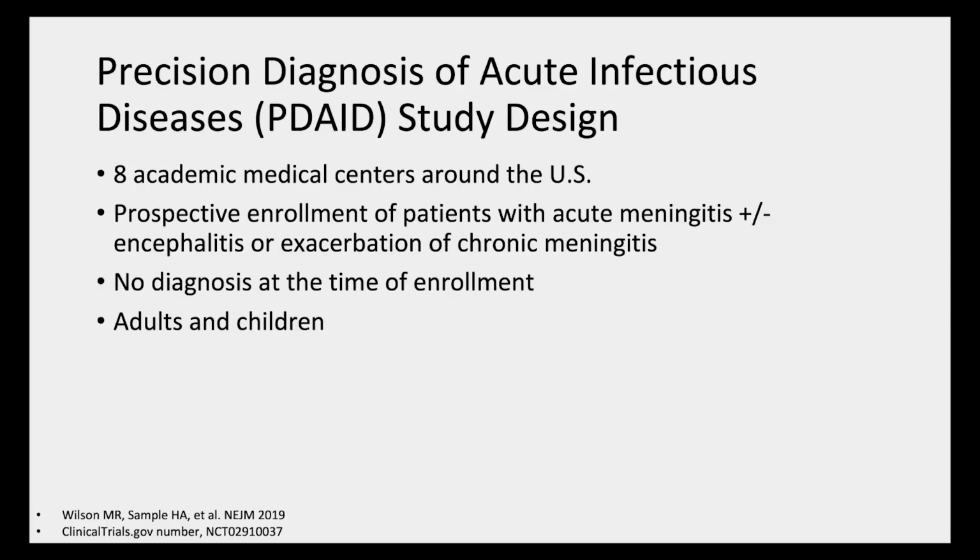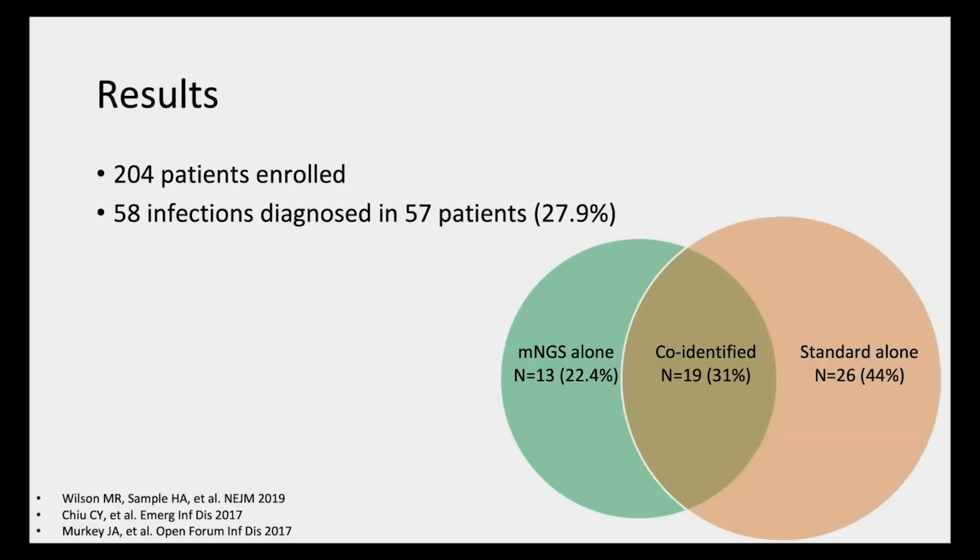It was a multi-center study in the U.S., and the idea was to enroll patients who were in the hospital with meningitis or encephalitis, without a diagnosis. And just to give you the top line results, there were 58 infections identified in these patients. Of those infections identified, 13 were identified by metagenomic sequencing alone. 19 were co-identified by both sequencing and other tests that doctors sent off. And then another 26 were diagnosed by conventional testing. So I'll quickly go through those three buckets.